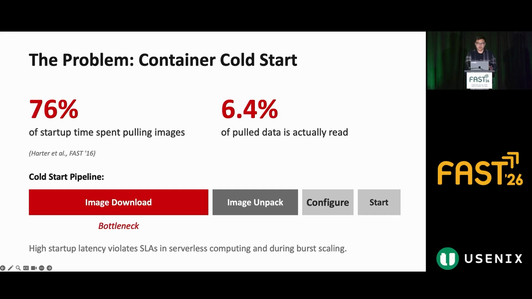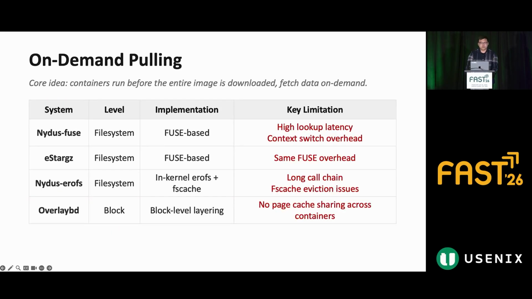So the time spent downloading unused data may lead to a very high startup latency that may violate the responsiveness SLA in serverless computing, or during automatic scaling to handle burst requests. To address this issue, several systems implement on-demand pulling, as mentioned earlier. The container starts running before the entire image is downloaded, fetching the required data as it is accessed.